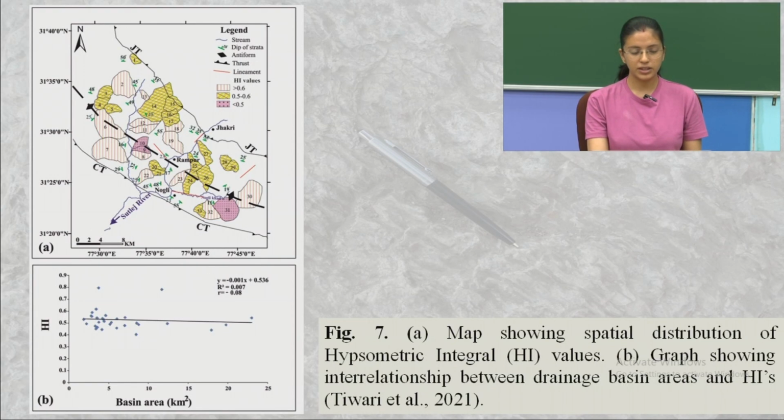Similarly, for hypsometric integral, we got values ranging from 0.4 to 0.7. Again, the values were put for regression analysis just to confirm if there is any effect of basin area on these hypsometric values. And we again got a negative correlation value of minus 0.08, indicating no influence of basin area on hypsometric integral. Also, the coefficient of determination value of 0.007, that is 0.7%, indicates very minute variation in hypsometric integral due to basin area. Thus, it can be concluded that there is no influence of basin area on these geomorphic indices.